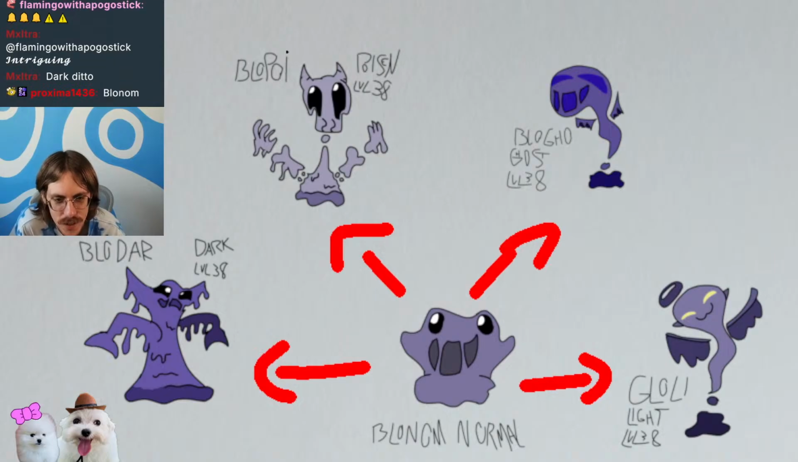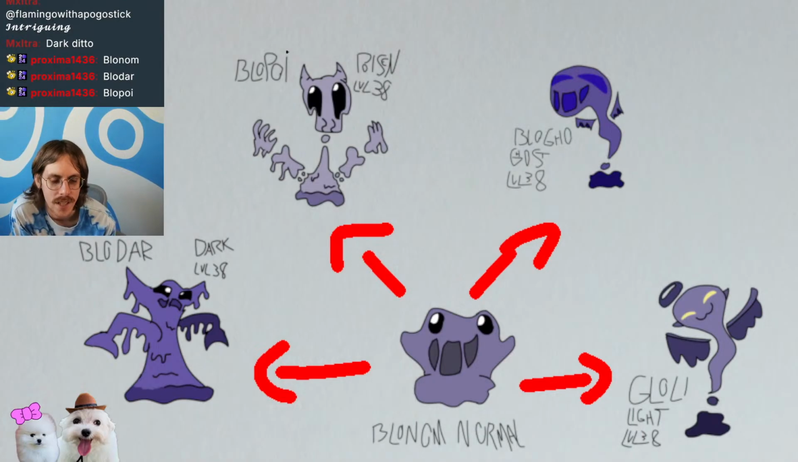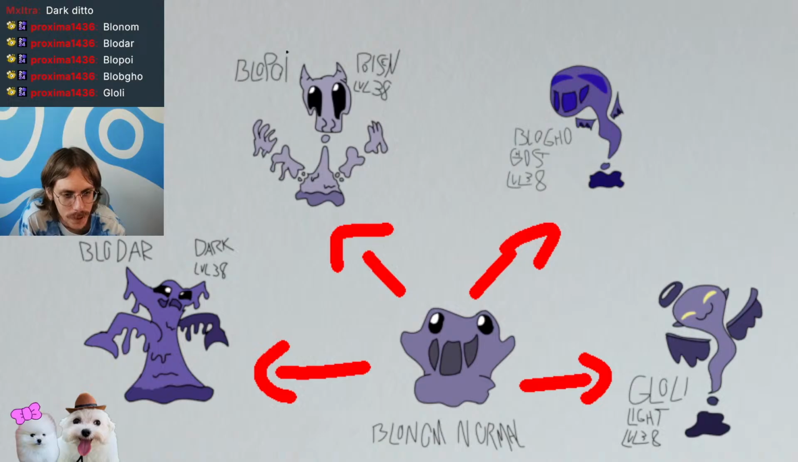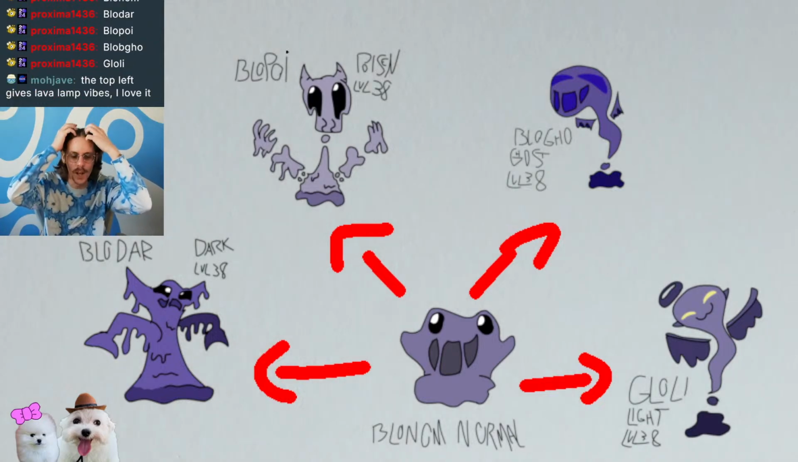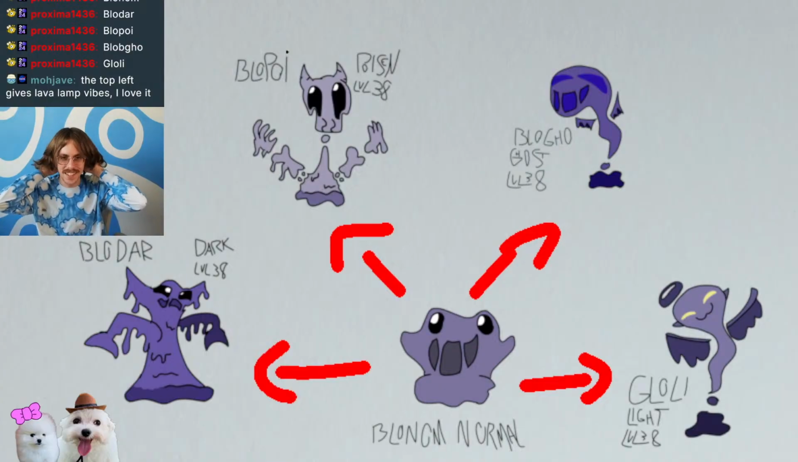And it can turn into its normal form. Oh, blonde. Oh, okay, I see it. I was reading that second O as a C. Blodar, Blowpoi, Blogo, Glolly. I like that name. Glowly, probably Glowly. Glowly makes more sense because it's light. Yeah, I was gonna say.